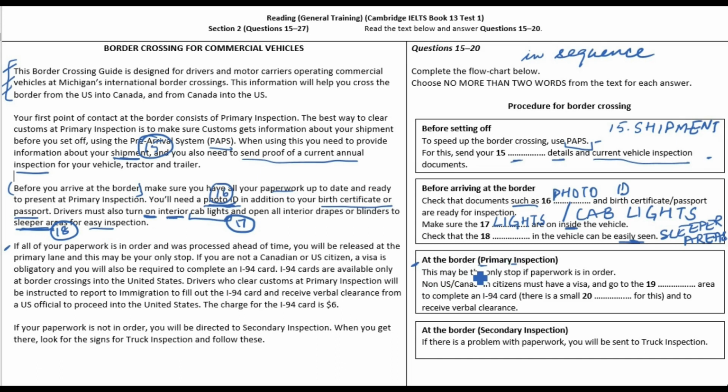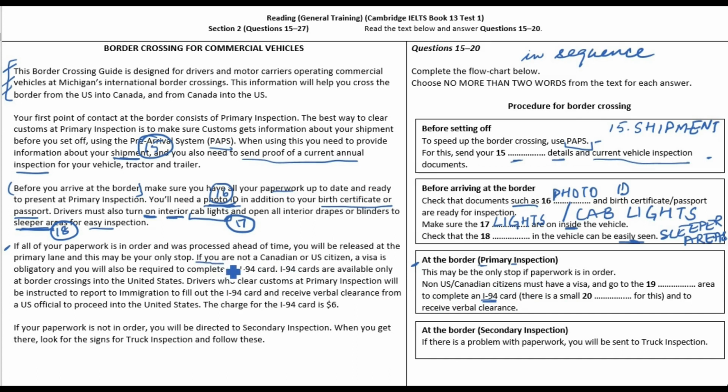Non-US or Canadian citizens must have a visa. I'm expecting US Canadian citizens to be mentioned either as it is or maybe citizens of Canada if not Canadian citizens. They must have a visa and go to the dash area to complete, and again this is expected to be as it is because it is the name of something. So first thing I need to figure out is where do non-US and Canadian citizens need to go.